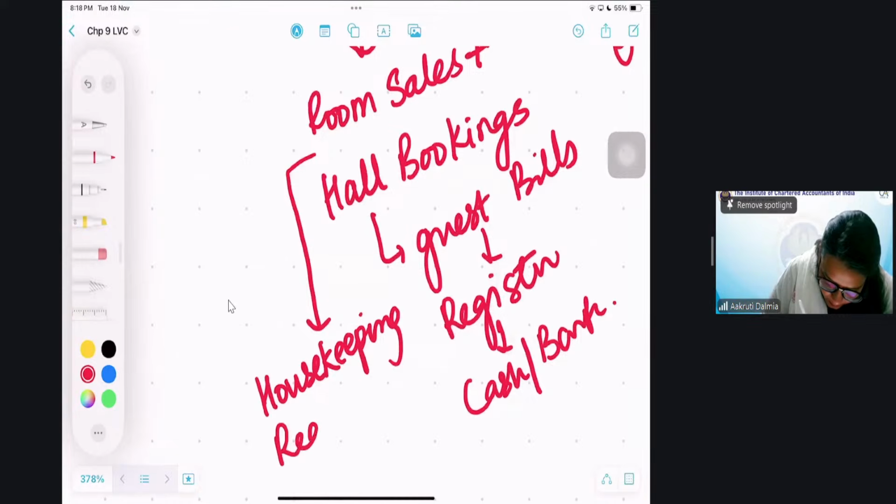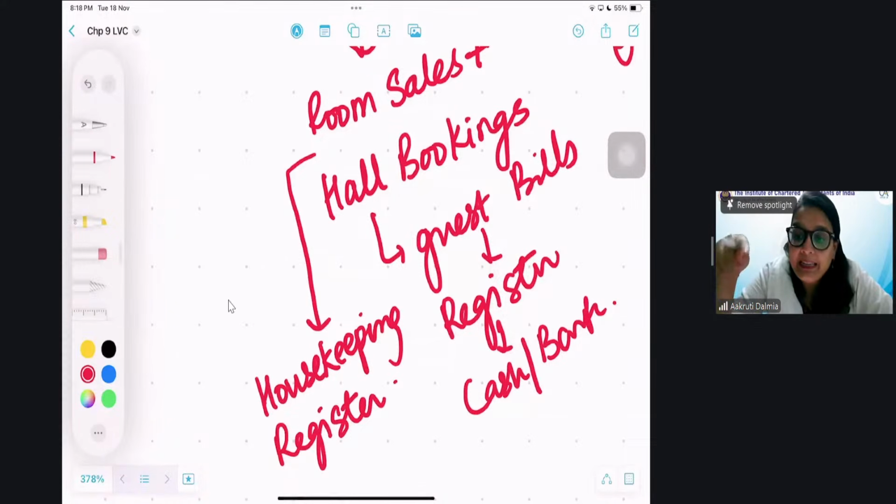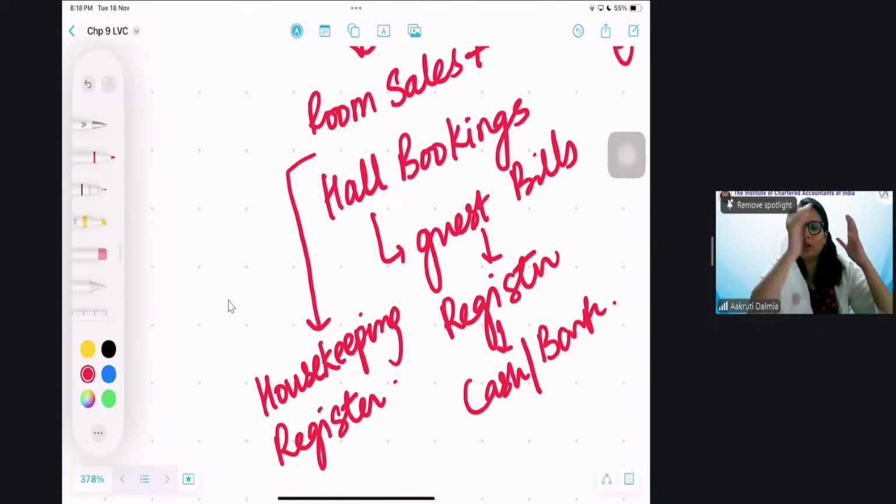Housekeeping register. What is housekeeping? People who clean the room. So people who clean the room maintain a register: today, how many rooms did I clean? Housekeepers usually prepare a daily report that so many rooms were occupied, next day so many rooms were checked out, so many rooms I checked and cleaned.